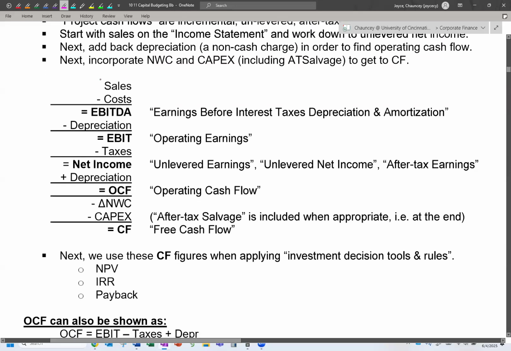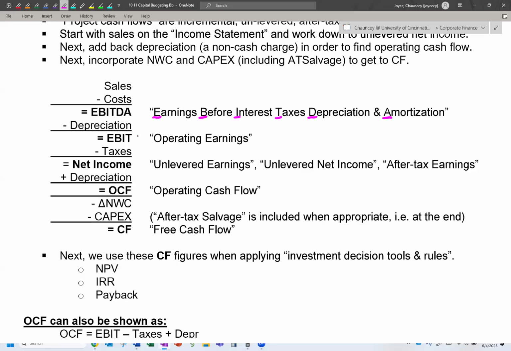So we're going to start with top line sales. Then we're going to deduct costs to get to EBITDA. EBITDA stands for earnings before interest, taxes, depreciation, and amortization. Remember, we depreciate long-term tangible assets and we amortize long-term intangible assets, things like patents, but otherwise they have very similar features. We're just going to group those together and just call them depreciation. So once you have EBITDA, you deduct depreciation and you get to your EBIT, or your earnings before interest and tax. We also just call this operating earnings.